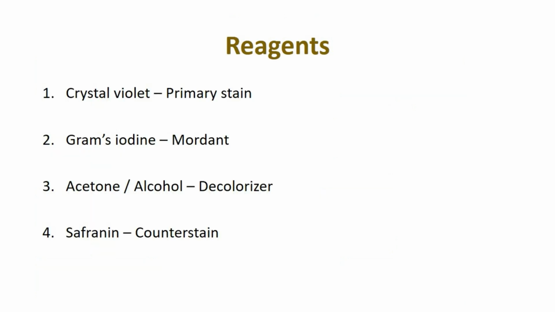These are the reagents in gram staining technique. First one is crystal violet. This is the primary stain. Second one is gram's iodine. This is the mordant. Third one is acetone or alcohol. This is the decolorizer. Final one is safranin. This is the counter stain.